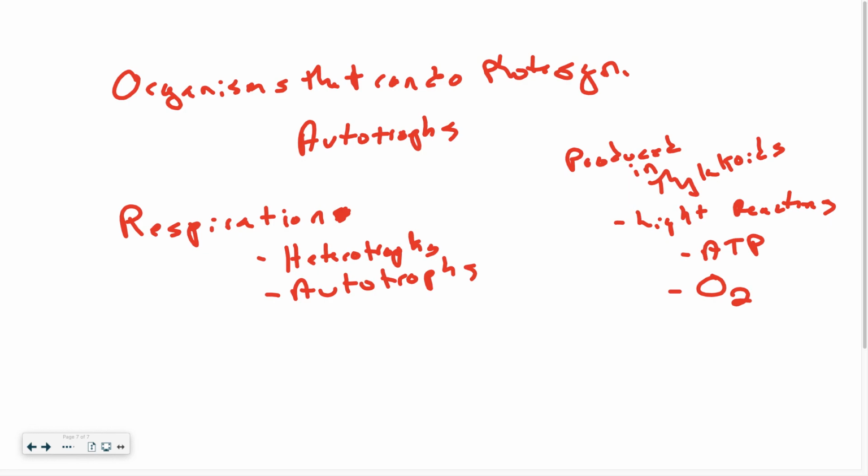That ATP from the thylakoids never leaves the chloroplast. It's not ATP used to run the cell. It's ATP used to build glucose.